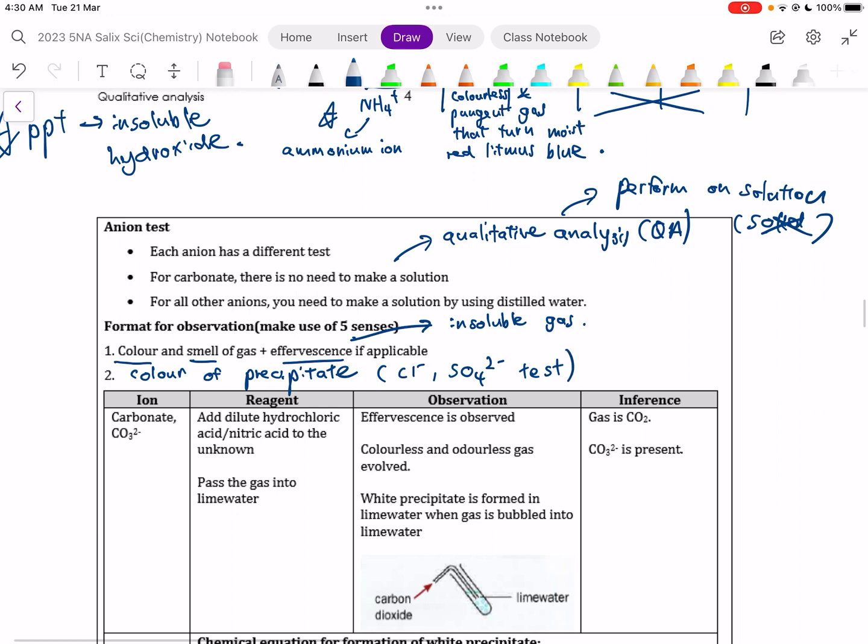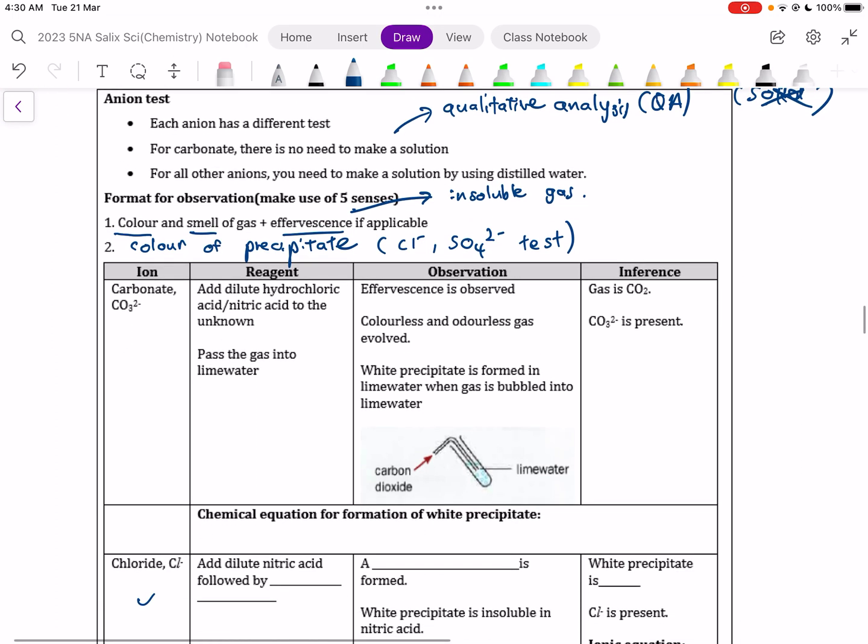Sulfate is SO4 2 minus. I hope you at least know this. Don't forget everything. So there are 4 anion tests to do in this segment. Then after that, we're going to practice. So very quickly, let's get started.